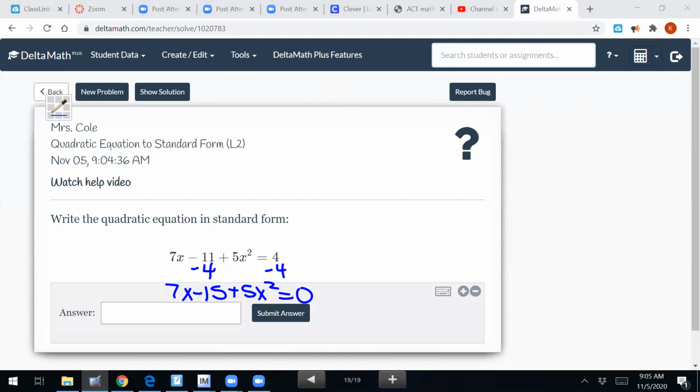So who needs to come first? It is positive, so I can just say 5x squared. Who's next? 7 is positive, so plus 7x. And you do minus 15, and that equals 0. Got it? I'm not going to submit it. I'm just going to click new answer, but y'all got that in before I clear it out?